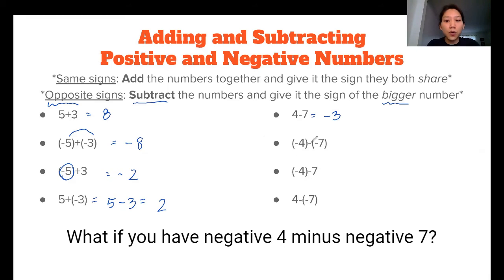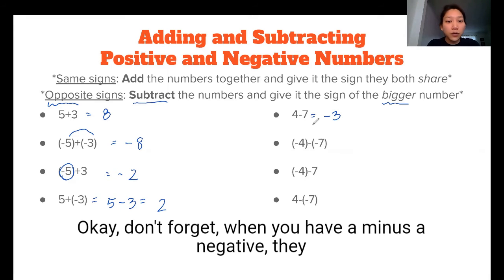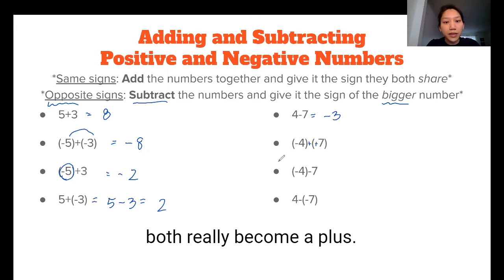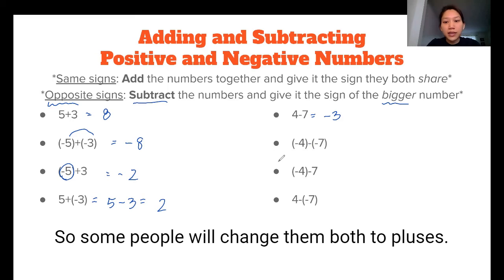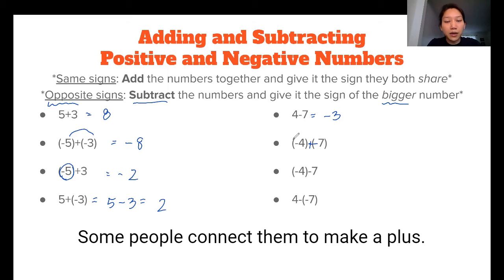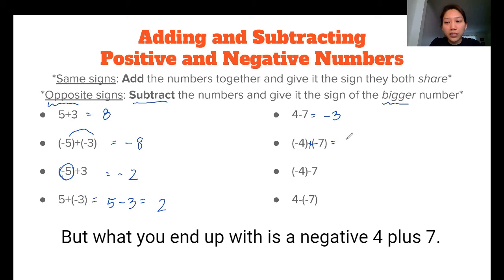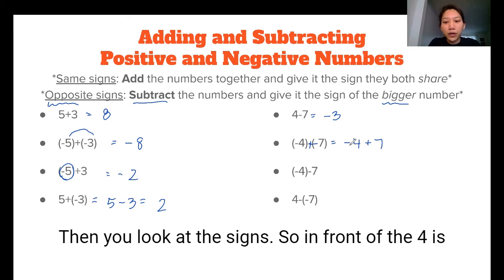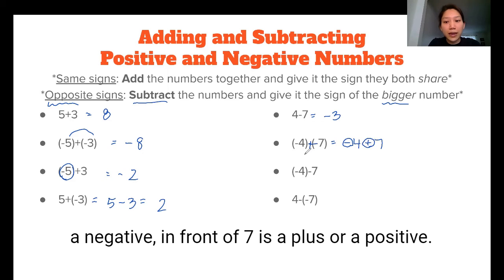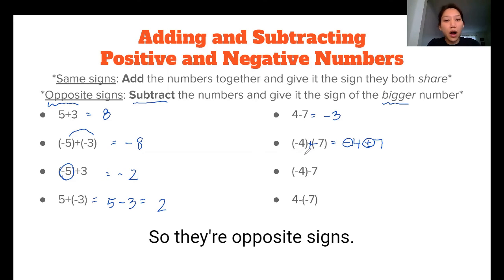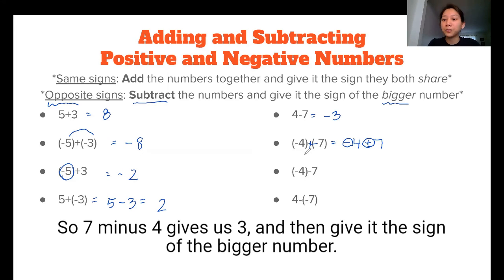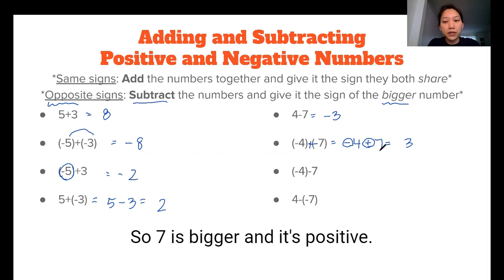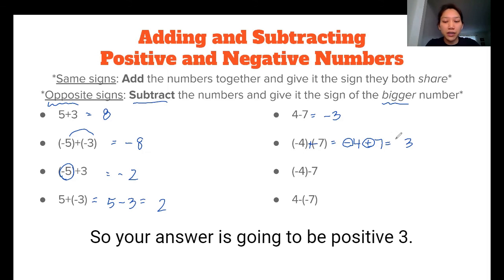Okay, what if you have negative 4 minus a negative 7? Don't forget, when you have a minus a negative, they both really become a plus. Some people will change them both to pluses. Some people connect them to make a plus. Either way is totally fine, but what you end up with is a negative 4 plus 7. Then you look at the signs. In front of the 4 is a negative, in front of 7 is a plus or a positive. So they're opposite signs, so you want to subtract the numbers. So 7 minus 4 gives us 3, and then give it the sign of the bigger number. So 7 is bigger and it's positive, so your answer is going to be positive 3.